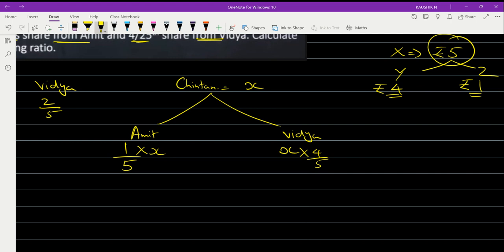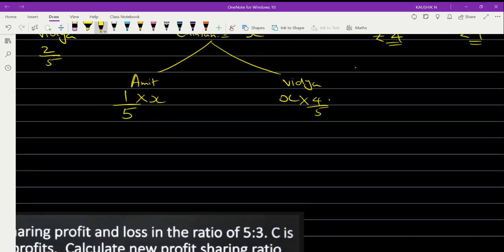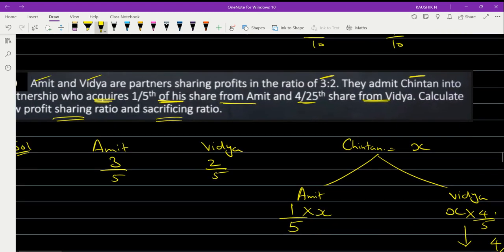In the same way, it is given that of his share, whatever it is, he has taken one fifth from Amit. If one fifth has been taken from Amit, the remaining will be 4/5 balance. That will be from Vidya. But we know one thing: for this 4/5, the value is 4 by 25, which is given in the question itself. Right?